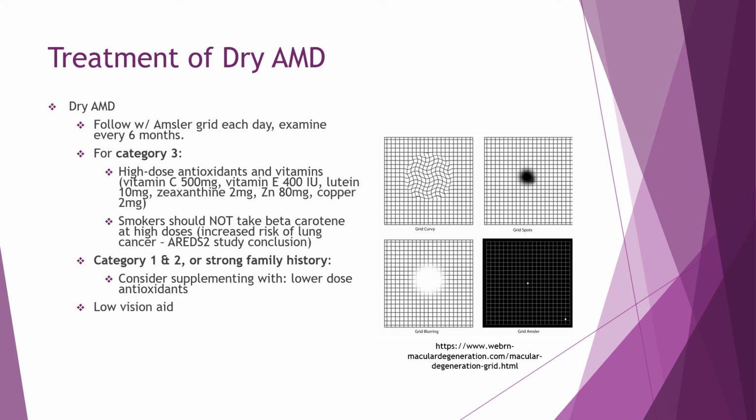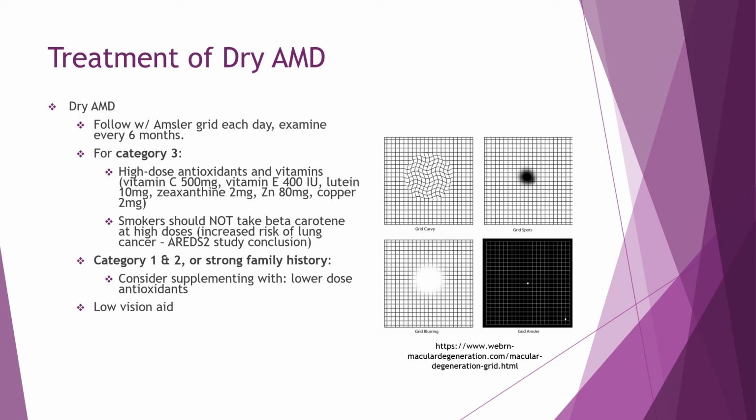For dry AMD, we generally follow with the Amsler grid every day and examine every 6 months. For category 3 that we talked about, which falls into intermediate AMD, remember this is an extensive intermediate drusen, or one or more large drusen, which is more than 125 micrometers in diameter, or non-central geographic atrophy. For category 3, we can use high-dose antioxidants and vitamins. Some vitamins that are included here are vitamin C, vitamin E, and also lutein is included in the mix, zeaxanthin, zinc, and copper. Smokers should not take beta carotene at high doses because of their increased risk of lung cancer.